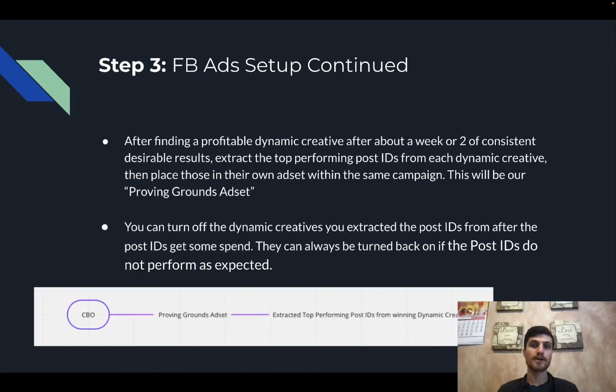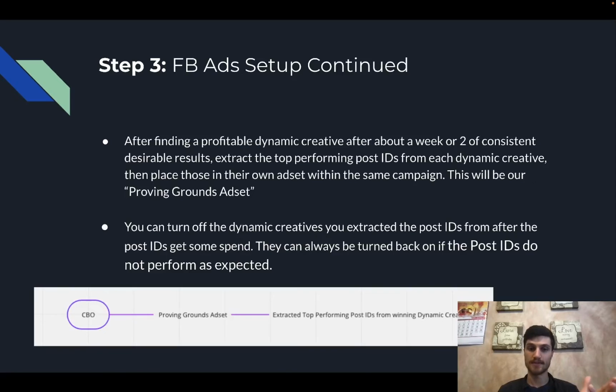Then, after finding a profitable dynamic creative, after about a week or 2 of consistent, desirable results, you can extract those top performing post IDs from each dynamic creative, and then you want to place those in their own ad set within the same campaign. So this will be our proving grounds ad set, and I'll show you in the diagram below. Once you've extracted those post IDs from that dynamic creative, you can go ahead and turn off the original dynamic creative. And the good thing is you can always turn back on the initial dynamic creative if the post ID in the proving ground does not perform as expected.